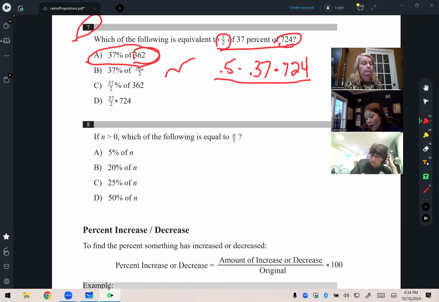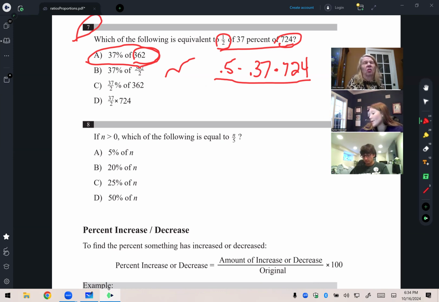Right, because all those answer choices are in terms of that's 37%, so we leave that in. But it would be pretty easy to just multiply it all out and see which one, because they're all numbers. You just have to know that of means multiply. I mean, this is a long way back in your math career.